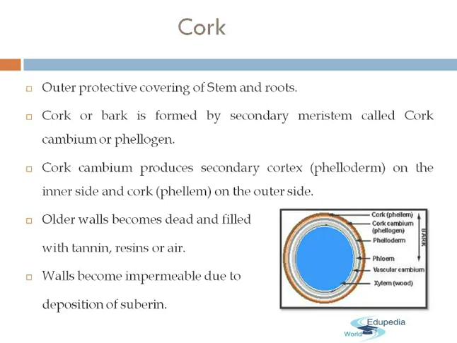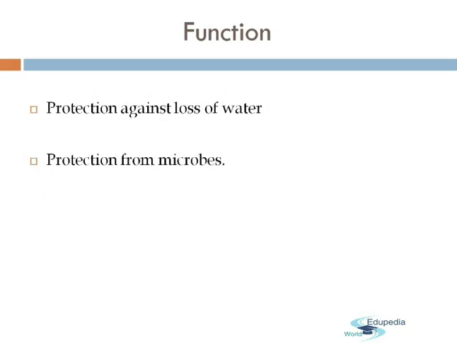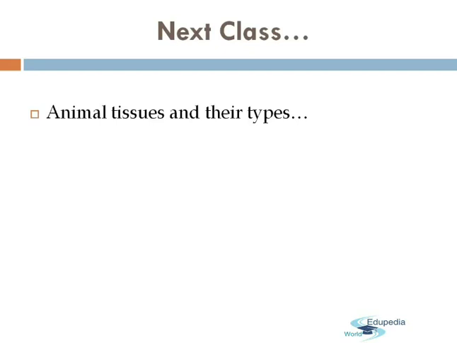So basically, the functions of the cork are protection against the loss of water, protection against microbes so that they cannot easily enter the plant body, and insulation from harsh conditions like heat and cold. Some of the cork also has commercial uses like the tannin, resin, gums which were deposited in the cork. Now students, that was all about the plant tissues. The plant tissues are still simpler. In the next class we are going to study the animal tissues and their types.